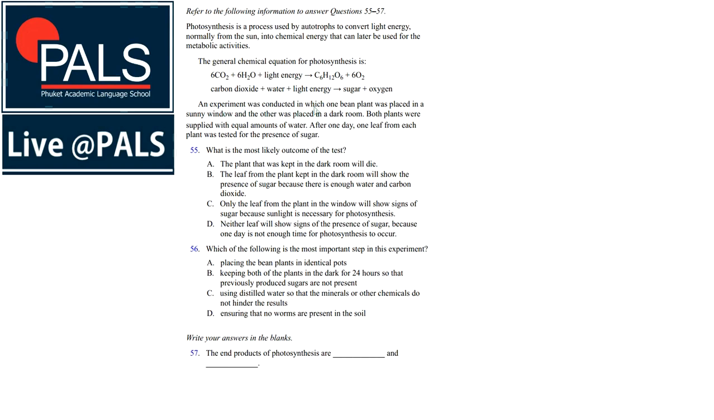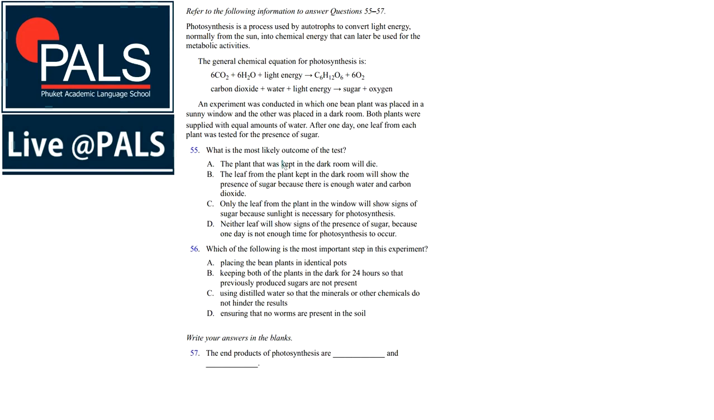An experiment was conducted in which one bean plant was placed in a sunny window and the other was placed in a dark room. Both plants were supplied with equal amounts of water. After 1 day, one leaf from each plant was tested for the presence of sugar. So in this information, we are told what photosynthesis is, we get the equation for it, and some information about an experiment to investigate photosynthesis.